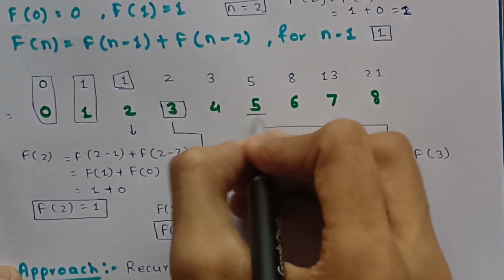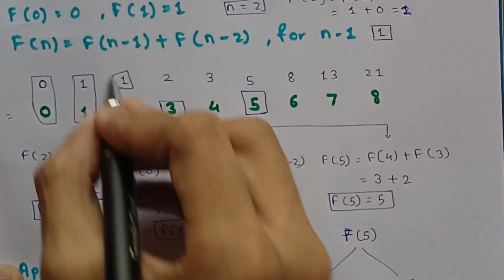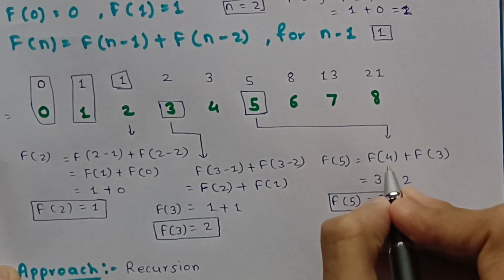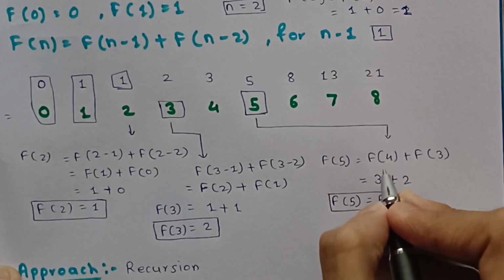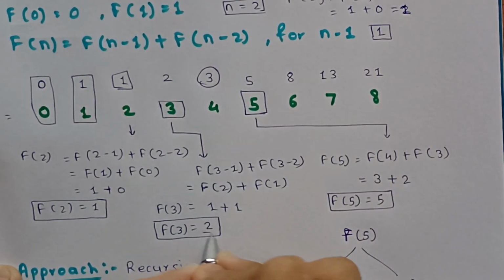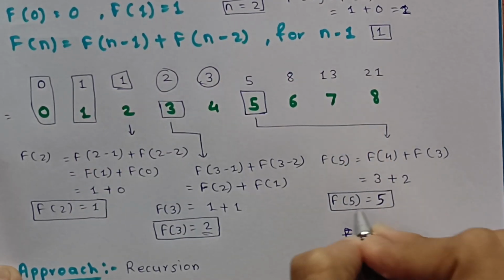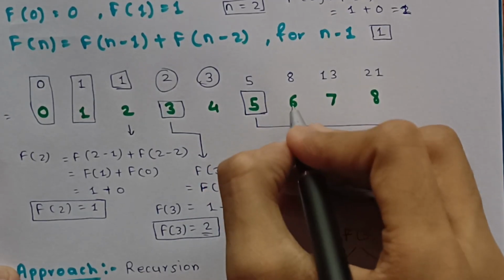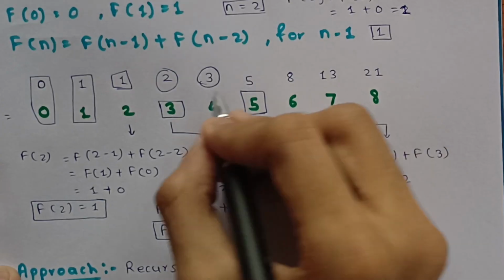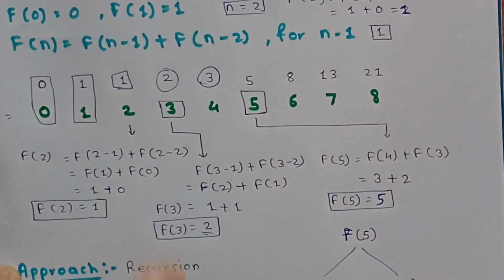Now n is given as 5. So f of 5 is f of 5 minus 1, which is 4, plus f of 5 minus 2, which is 3, so f of 4 plus f of 3. f of 4 is 3 and f of 3 is 2. So 3 plus 2 is 5, and f of 5 is equal to 5. Similarly, f of 6 is 5 plus 3, which is 8, f of 7 is 8 plus 5, which is 13, and f of 8 is 13 plus 8, which is 21. We have to calculate like this.